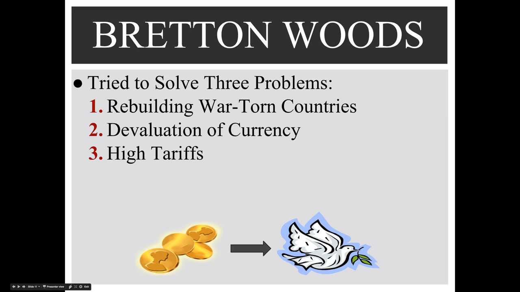Bretton Woods was an attempt to solve three problems that I've mentioned before. First is the rebuilding of war-torn countries. Now, prior to this, everyone agreed that the way in which Germany was treated after World War I was ineffective in preventing World War II. But the question was, well, how do you treat countries that are war-torn? How do you help them build economic models again to act as they should rather than as they did?